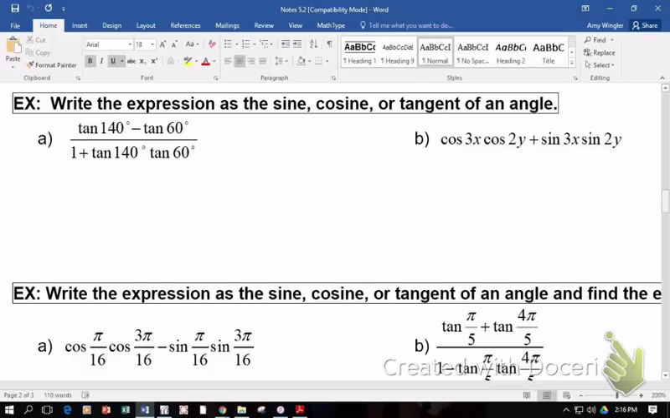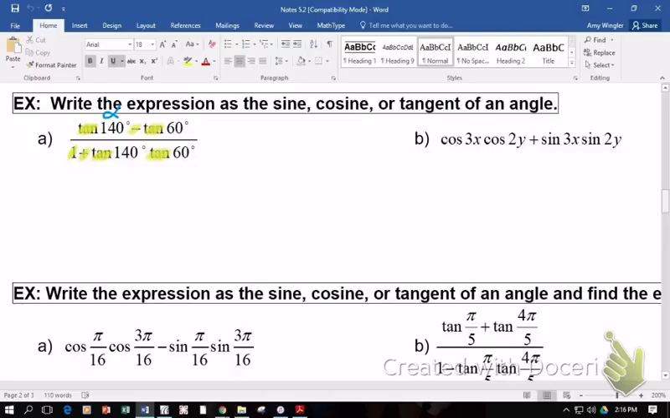In this next example, we're going to write the expression as the sine, cosine, or tangent of an angle. So we're going to work backwards. Here I can see that my setup is tangent. Whoops, I did not mean to cover that up. Here I can see my setup is tangent minus tangent on top, and 1 plus tangent times tangent on bottom. So if I'm looking at my formulas, I can see that that is associated with the difference formula for tangent.